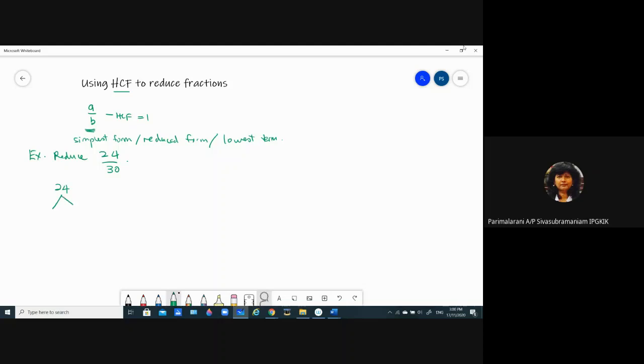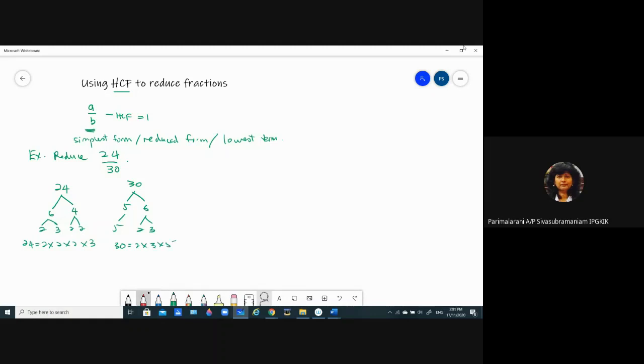So prime factors for 24: 6 times 4, or can be 12 times 2. 6 is 2 and 3. 4 is 2 and 2. So 24 is equal to 2 times 2 times 2 times 3. Actually, we should write 2 to the power of 3 times 3, but this time I'm not going to write it because I'm going to find the HCF directly from here. And then 30, break it up into its prime factors. We have 5 times 6. 5 is already 5. 6 is 2 and 3. Therefore, 30 is equal to 2 times 3 times 5.